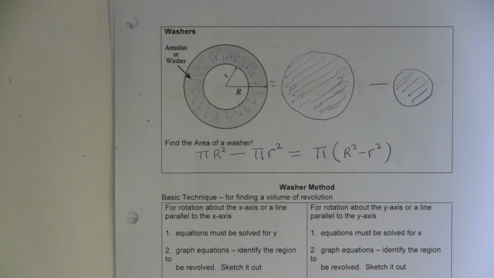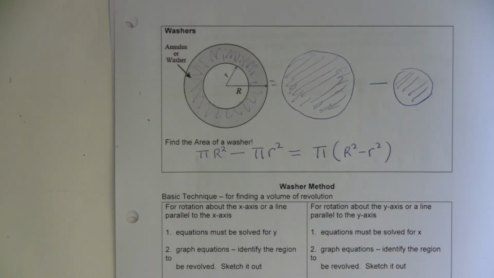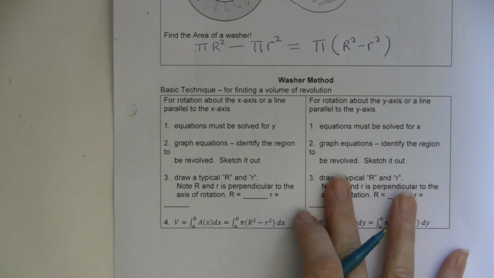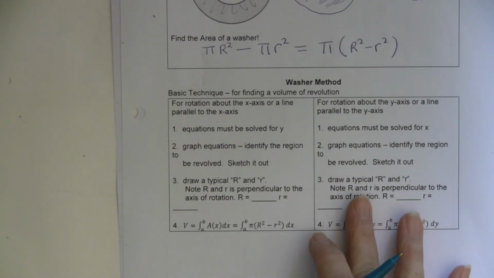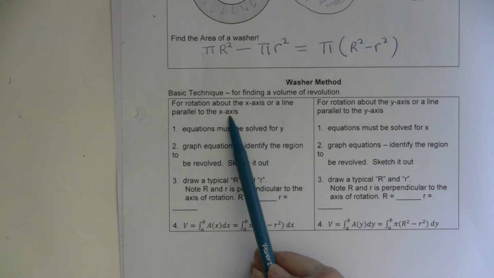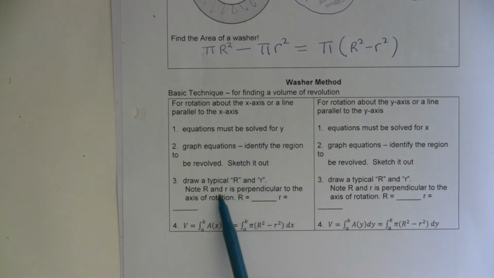So I told you there were 3 methods. This is going to be the second method. Now it's not appropriate to use all methods on all problems, but this is the second method that we're going to learn. And so the basic technique, if you're going around the x-axis or parallel to the x-axis, the equations need to be solved for y. You make your graph, you sketch it out, you say what your typical r is, your typical big R and your typical little r.